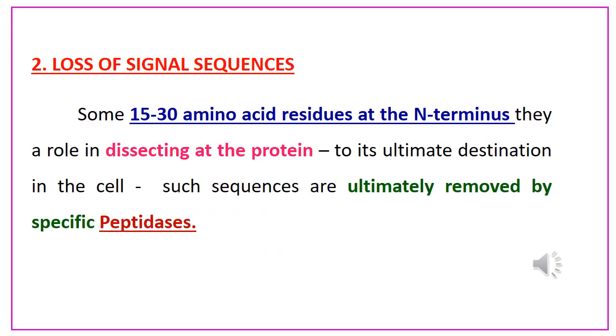Next, the loss of signal sequences. Some 15 to 30 amino acid residues at the N-terminus play a role in directing the protein to its ultimate destination in the cell. Such sequences are ultimately removed by specific peptidases.